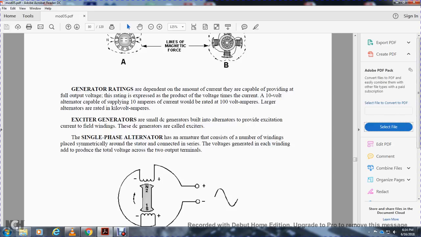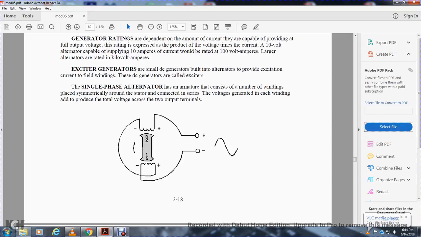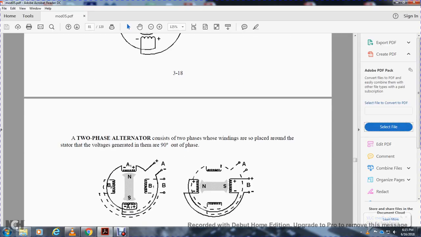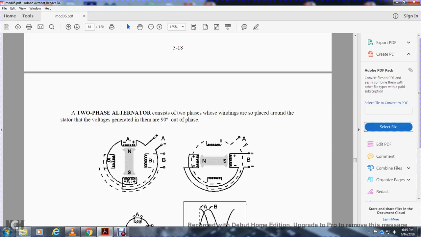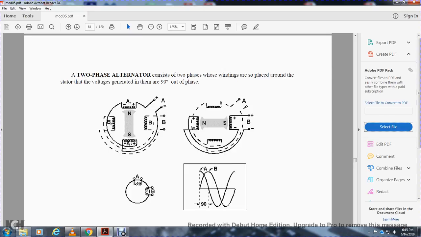A single-phase alternator has an armature that consists of a number of windings placed symmetrically around the stator and connected so that the voltage generated in each winding adds to produce the whole voltage across the two output terminals, which are single-phase. A two-phase alternator consists of two-phase windings that are placed around the stator. The voltages generated are 90 degrees out of phase.